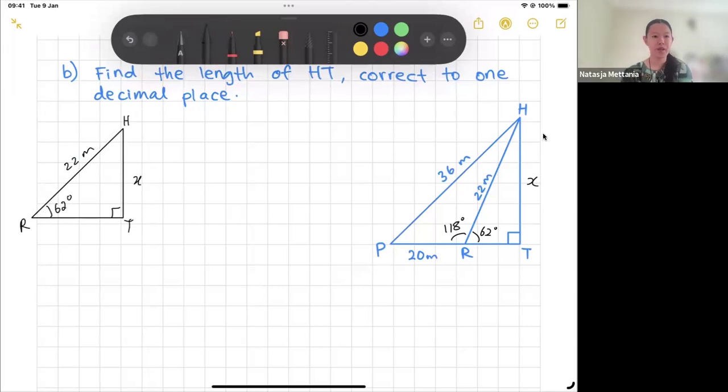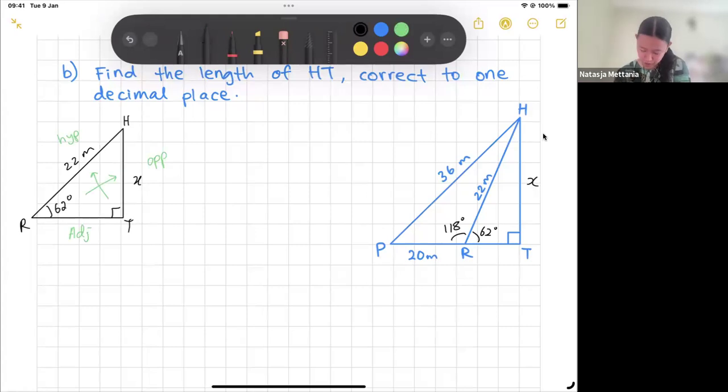Okay, just like that. To find HT, it's a right angle triangle. First thing I need to do is use SOHCAHTOA, because it involves an angle, so it can't be Pythagoras. The opposite of the right angle is my hypotenuse. The opposite of my angle 62 is my opposite side. And the lucky last, the leftover, is my adjacent.